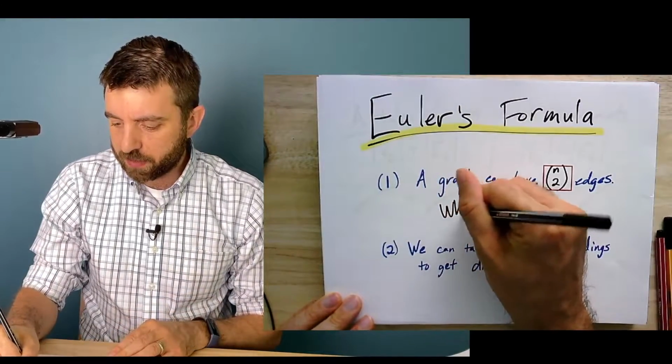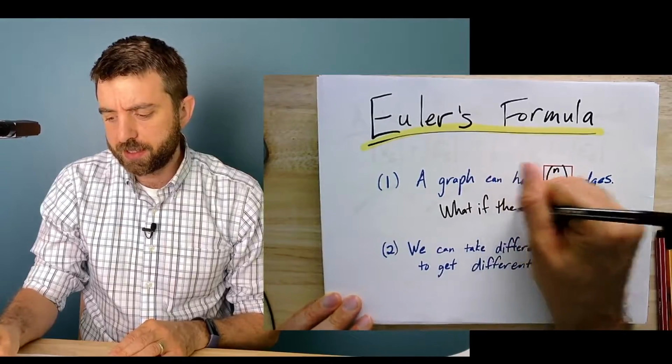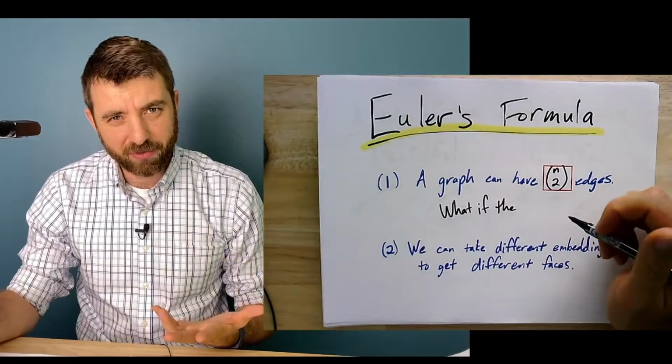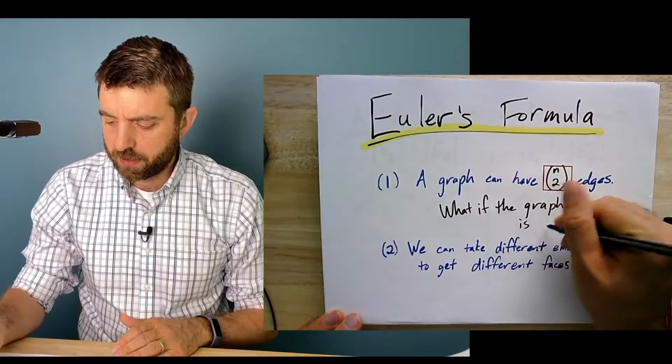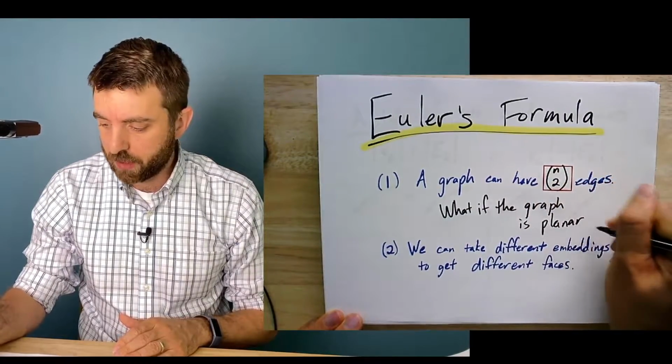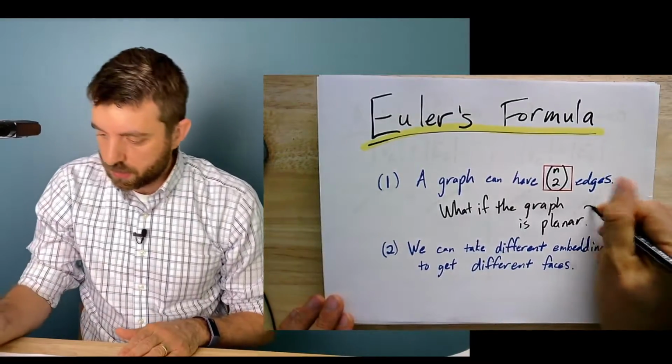But what if the graph is planar? Is this still true? Can you still have a quadratic number of edges in a planar graph? Let's see. That's a question we're going to answer today in this video.